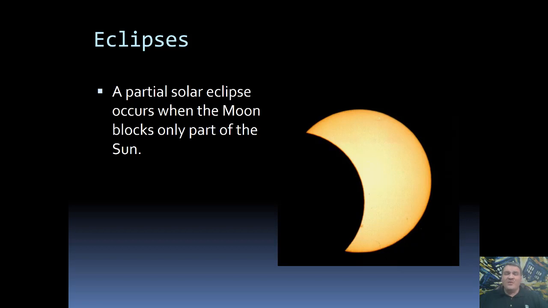So, if you are like me and you were not able to go actually see totality during the Great American Eclipse, you got a partial eclipse. And it was still good, it just wasn't as super amazing spectacular as actually getting to see totality.